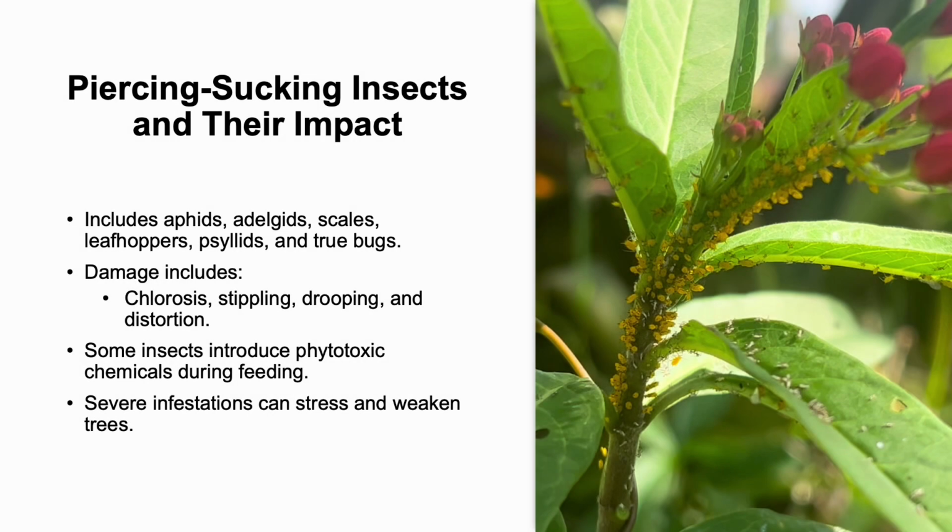Piercing sucking insects include aphids, scales, leafhoppers, psyllids, and true bugs. They feed by piercing plant tissues and extracting fluids, which can cause chlorosis, stippling, leaf drooping, and distortion. Some of these insects also inject phytotoxic chemicals during feeding, leading to further damage. While a small population may not cause immediate harm, severe infestations can stress and weaken trees over time, making them more susceptible to other pests and diseases.